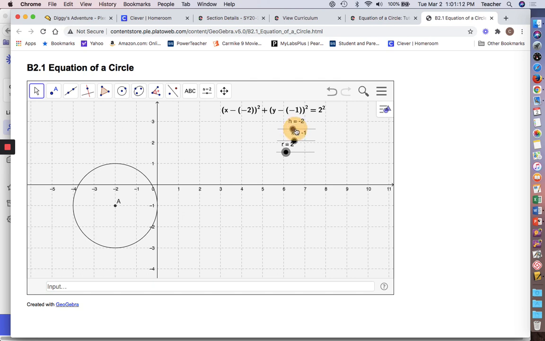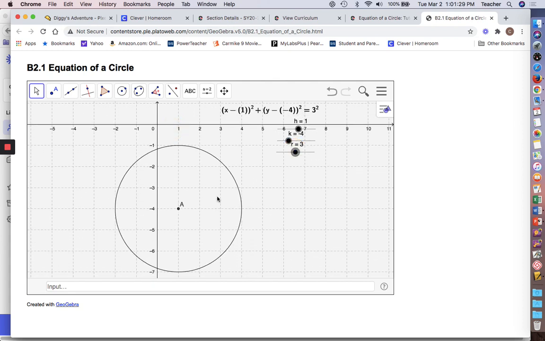Oh, let's do another one. How about 1, negative 4, and let's do 3. Just changing it up. So as you can see, I've got a center at 1, negative 4. That's your h and your k. Over 1, down 4. Radius is 3 because that's how big the length of the r is. All right, so we've got 1, negative 4, 3.